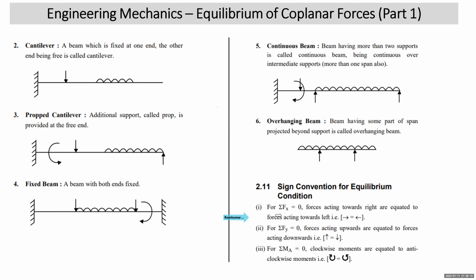It is important for all students to understand that you don't have to use the resultant sign convention. You can use it. What was the resultant sign convention for sigma Fx? Forces towards right were taken positive, towards left were taken negative. You can use that sign convention, but that will take more of your time in the examination. So a better way of understanding the equilibrium condition is that sigma Fx equal to 0 means no negative, no positive: forces of one nature on one side and of the opposite nature on the other side. Similarly, for sigma Fy, upward forces will be on one side, downward on the other side. For sigma M, clockwise moments on one side, anti-clockwise moments on the other side.